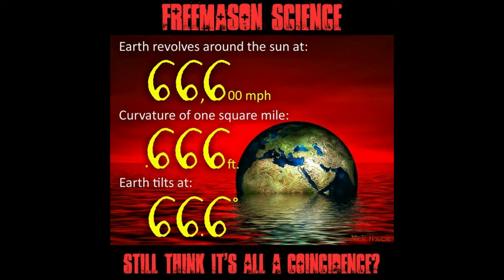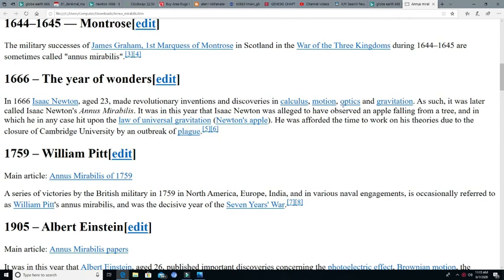But it's all an illusion. It's only in your mind. This is a Freemason's world. Illusion. So what do we have here? The year of wonders, 1666. Man, that sounds like a Freemason number. Let's read about this. In 1666, Isaac Newton, age 23, the next Freemason number, made revolutionary inventions and discoveries.